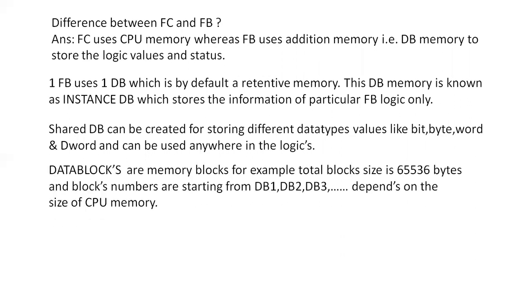Next, data blocks are memory blocks. For example, total block size is 65536 bytes. It's like a total memory area. From that memory area we are creating DBs. For example, we have DB number 1, DB number 2, DB number 3, like this. It depends on the CPU memory size.